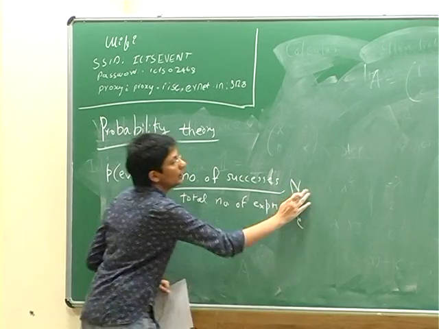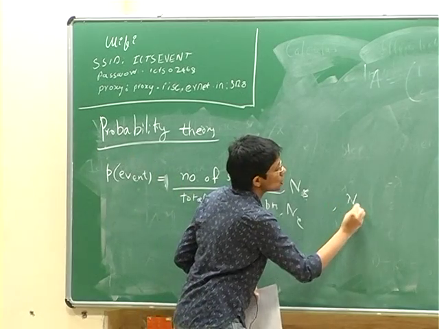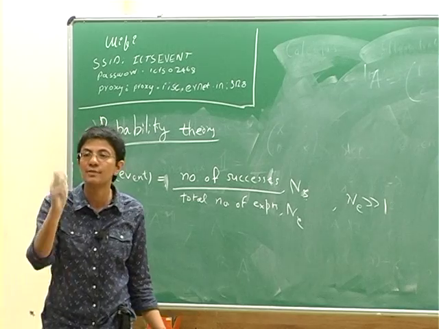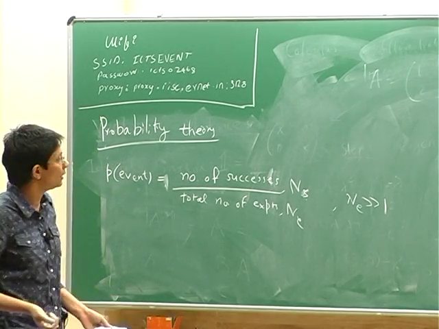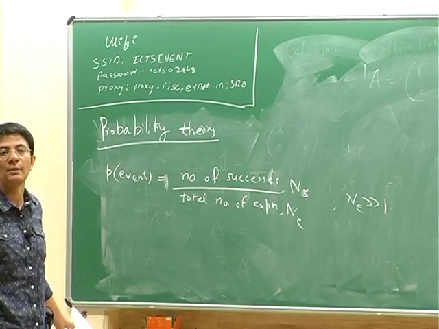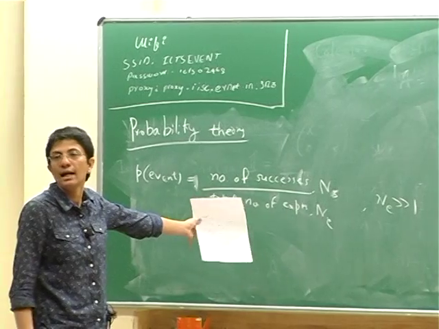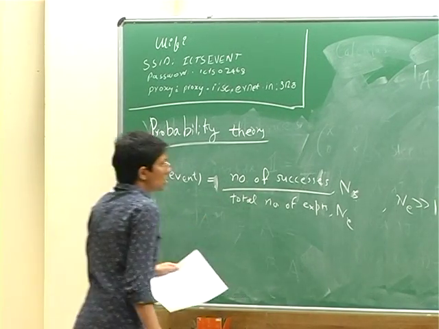And this is for N very, very large. So you have to do lots of experiments. You can't just flip a single coin and tell me it's half; then it will be 1, in fact. If I do lots of experiments, this ratio tends to a constant, and it's called the probability. That's the definition of probability.